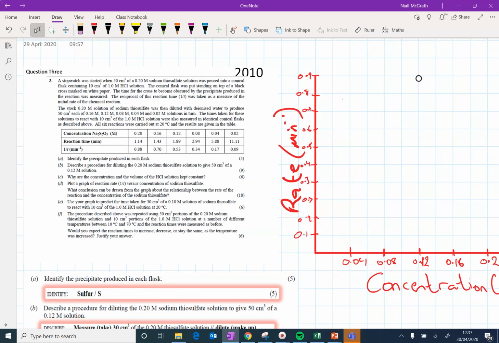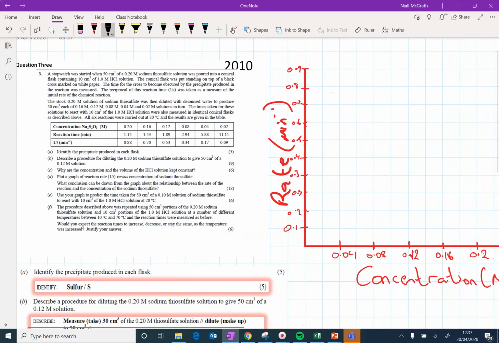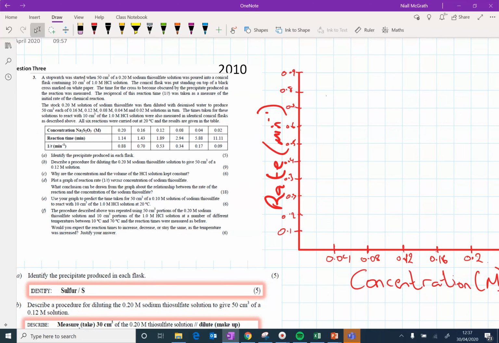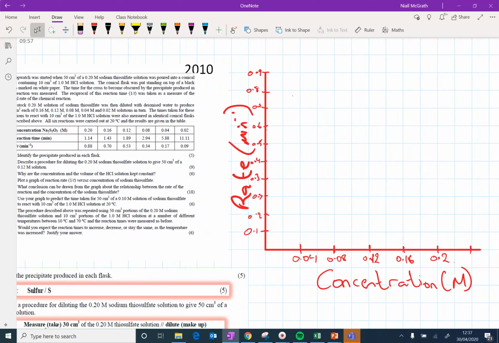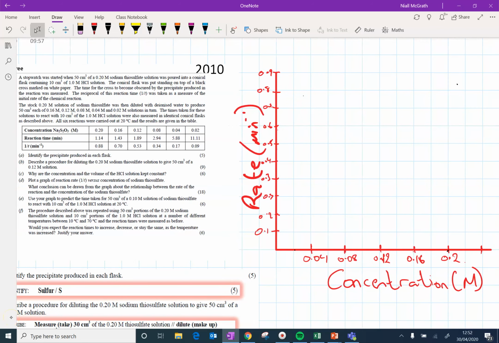Okay, part D then is the part that we are going to concentrate on for the most part in this video. Plot a graph of the reaction rate, 1 over time, versus concentration of sodium thiosulfate, and what conclusion can be drawn from the shape of the graph about their relationship. So we're going to plot this. We have concentration along the x-axis, rate, which is 1 over t, along the y. First I'm going to cross these out for now, just so we don't take the wrong figures, because it can get a little bit confusing for some people.